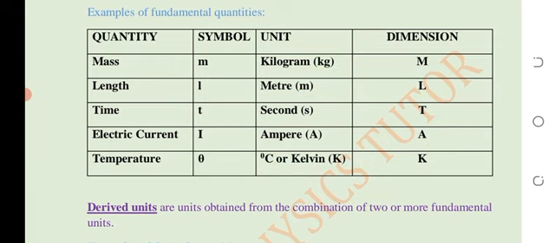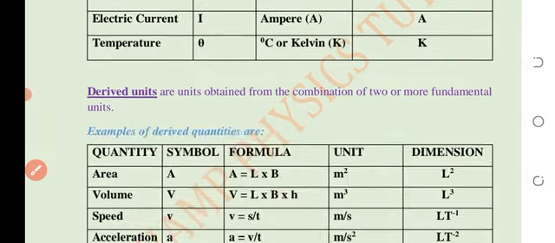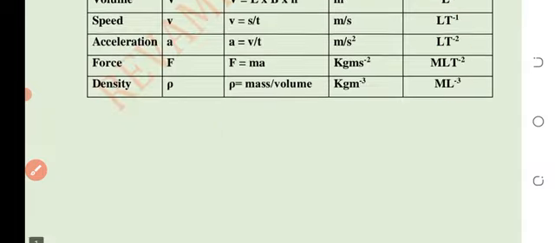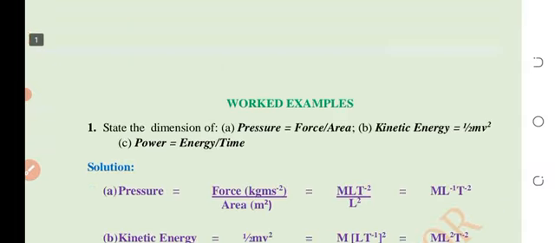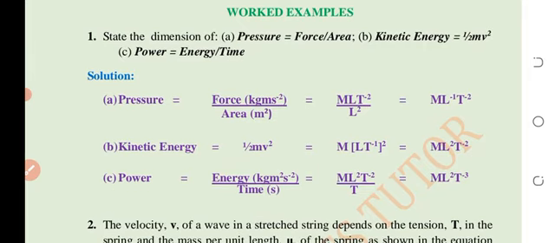Okay, moving away from this, let's just consider some examples that are very, very important. Let's see the likely questions that you can come across in your WAEC, NECO, and some other examination. Now, in example number 1, we have to state the dimension of the following physical quantities. The first one is pressure, and the formula for pressure is force over area. Pressure is equal to force over area.